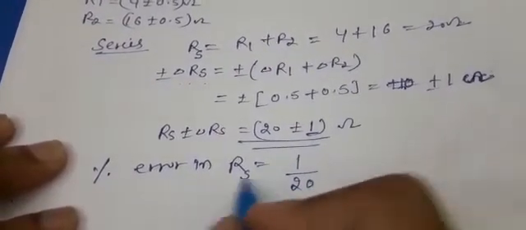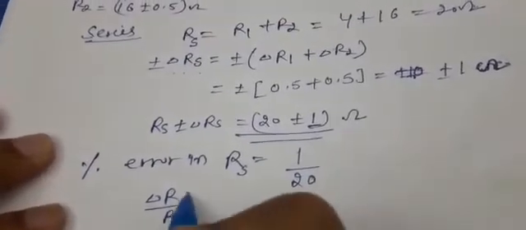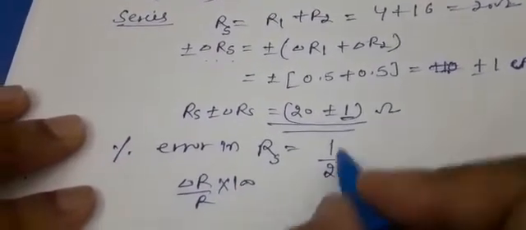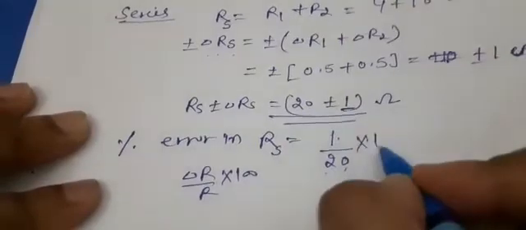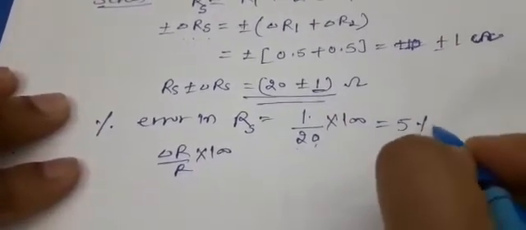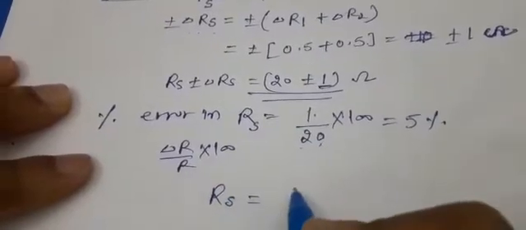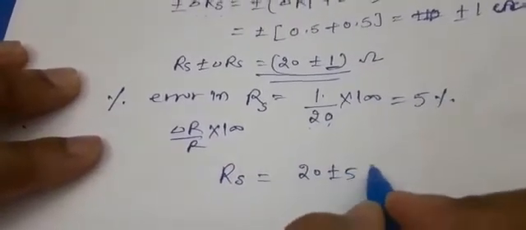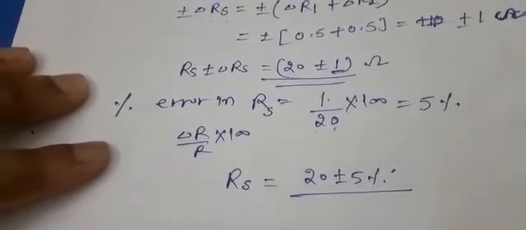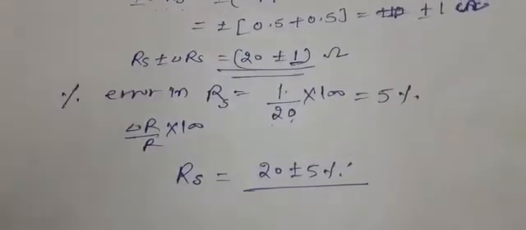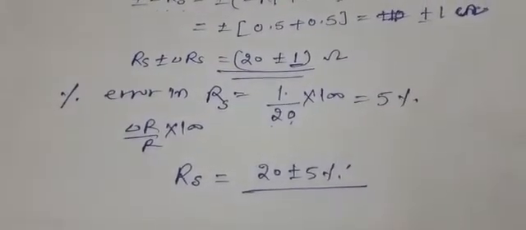Why are we doing this? Because this is del R upon R into 100. So 1 by 20 into 100, so it is 5%. Now with error limits, RS can be written as 20 plus minus 5%. This much variation in the resistance, 5%.